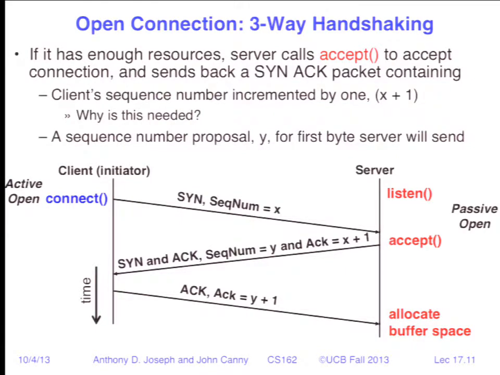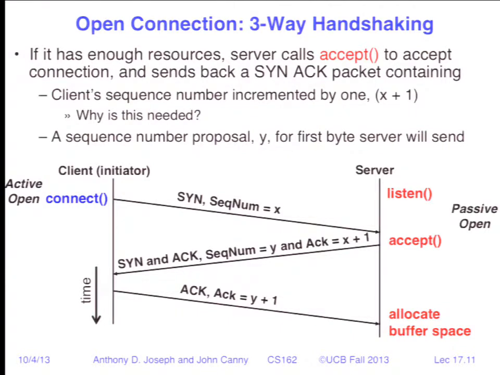Why not start with zero? So originally they did, and the problem is that what happens if I open a connection to your machine, and now I close the connection, and now I open another connection, and I do that really quickly. Then if packets get reordered in the network, you don't know whether the packets are coming in from the first connection or from the second connection. So by starting with a random sequence number, the idea is we start up offset, and that way we hopefully don't have overlap. Yes, question?